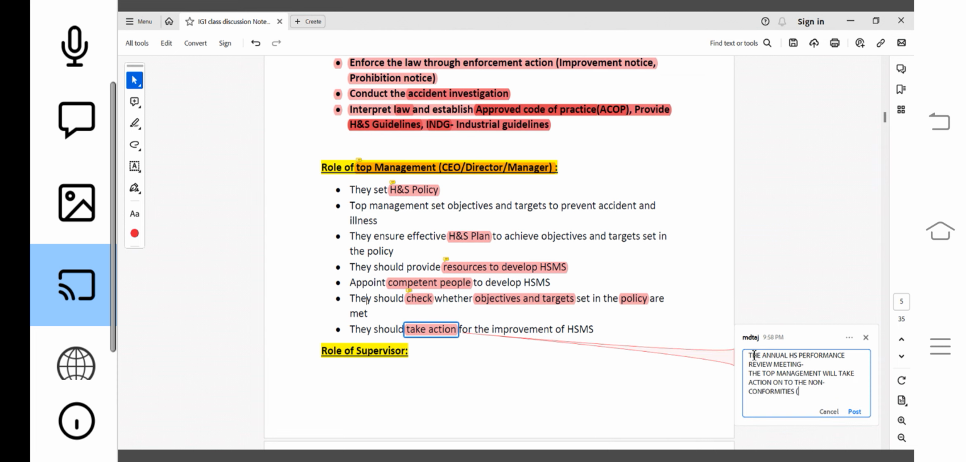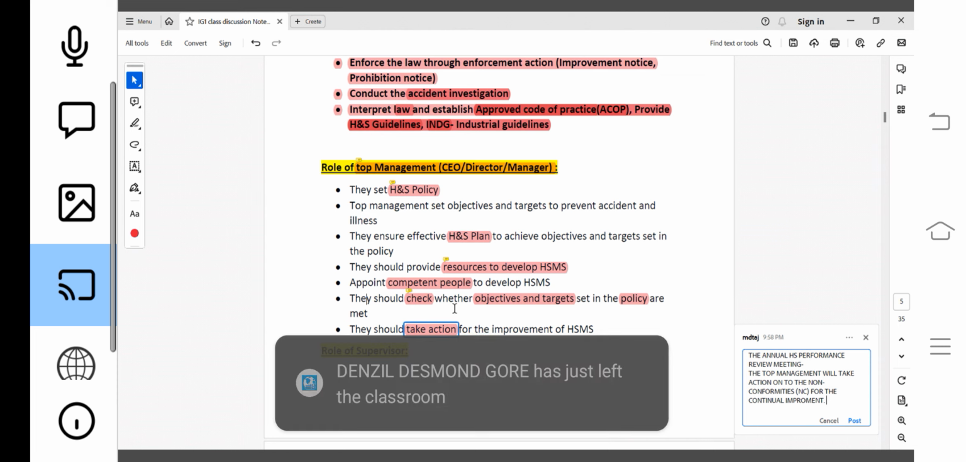Non-conformities means NC, right? That is called NCs actually. You know, NC, non-conformities for the continual improvement. Understood everyone?